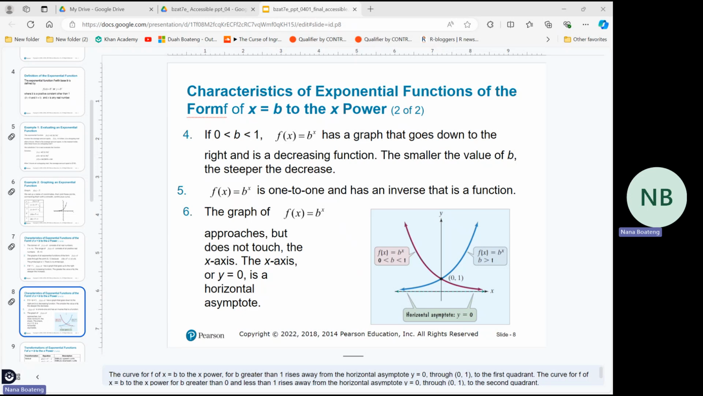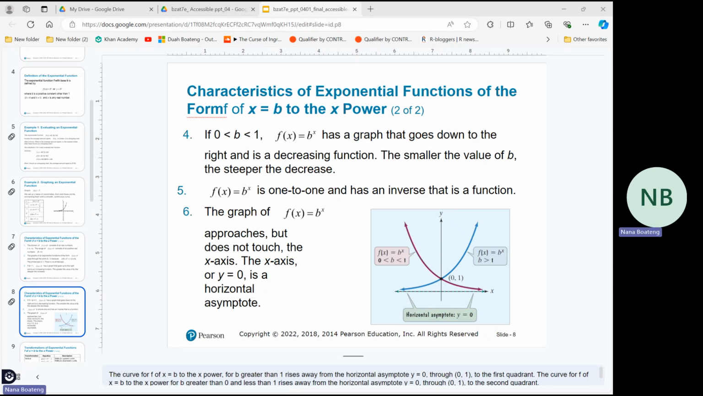And also, the exponential function is a one-to-one function, and so it has an inverse. By the horizontal line test, you can see that if you draw a horizontal line through the graph, it will intersect it at one point. So it's a one-to-one function, and that means it also has an inverse.